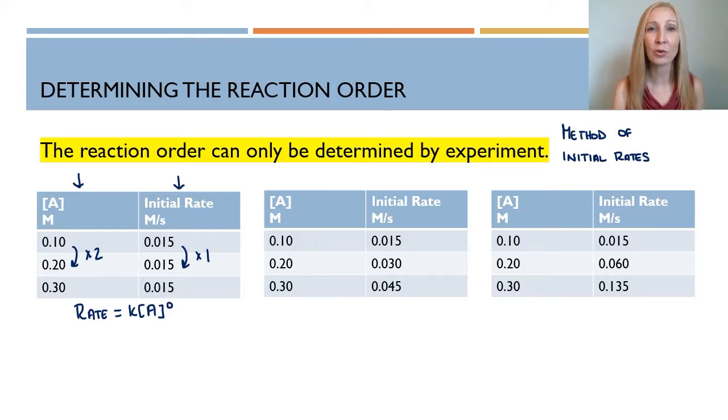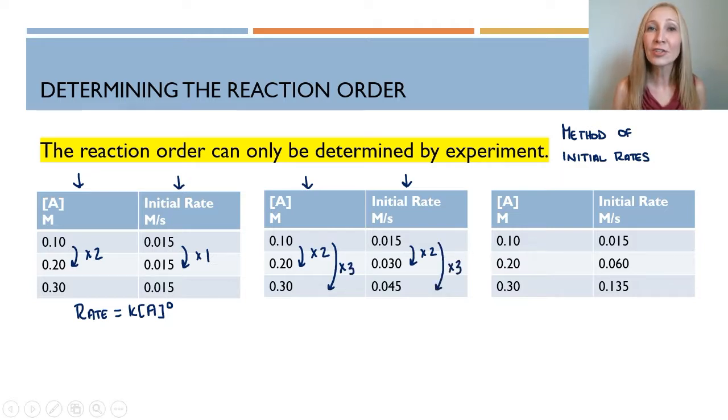So this is a zero-order reaction. Let's look at this second example. If we increase the concentration by 2 times, the initial rate increases by 2 times. And if we increase the initial concentration by 3 times, then the reaction rate increases by 3 times. So we go from 0.15 to 0.45. This is a direct relationship.